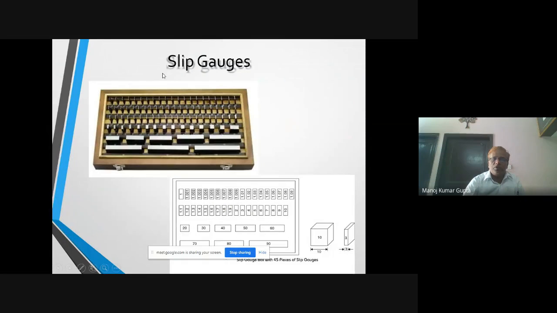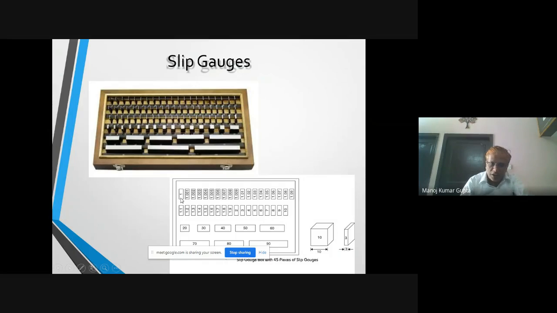Next comes slip gauges. I have sent you the YouTube link of limit gauges as well as slip gauges, so you can see these videos. These are 5, 6, 7 minutes only, and you will be able to understand how the measurements are done with the help of slip gauges or limit gauges.